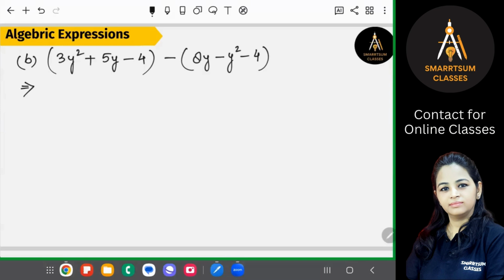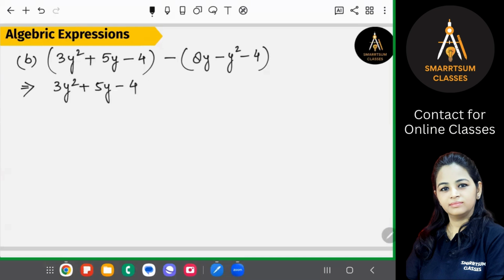Everybody, please see the screen. There is one bracket here. What is the sign outside the bracket? Is there any sign you can see outside this bracket? If there is no sign outside the bracket, that means it is plus, right? Since we have plus outside the bracket, or no sign, we can simply write all the terms as they are.